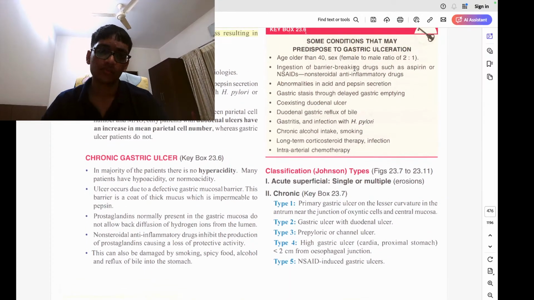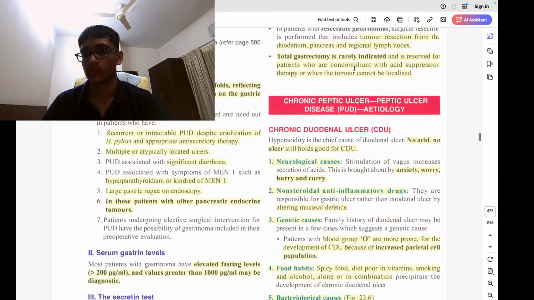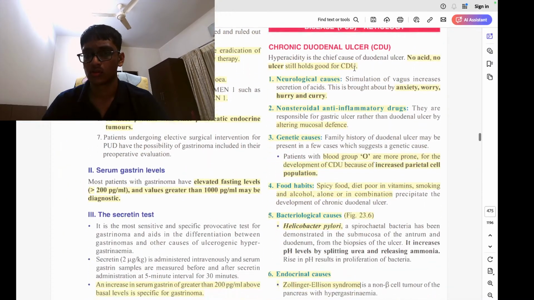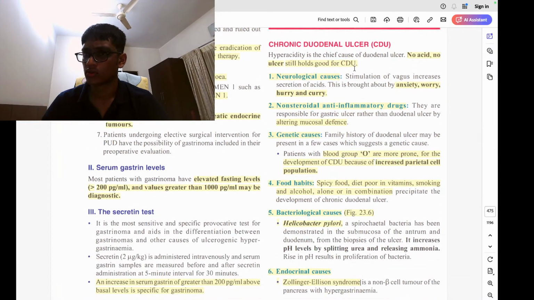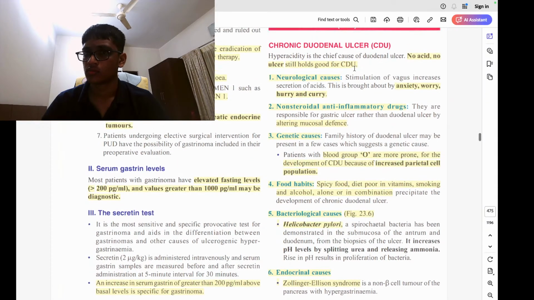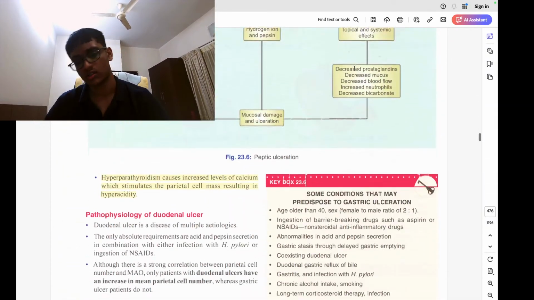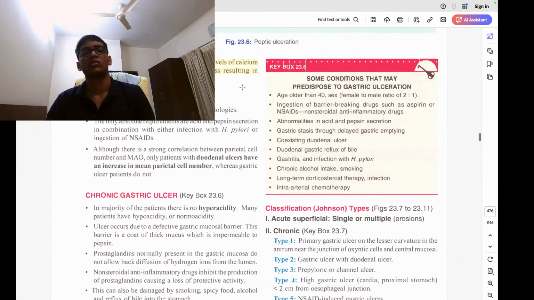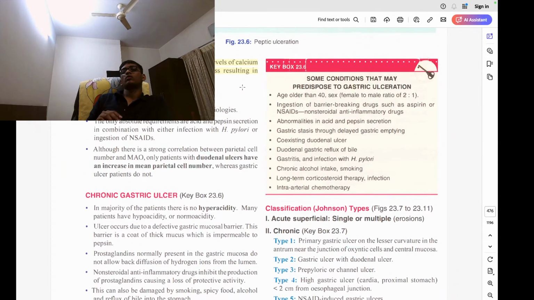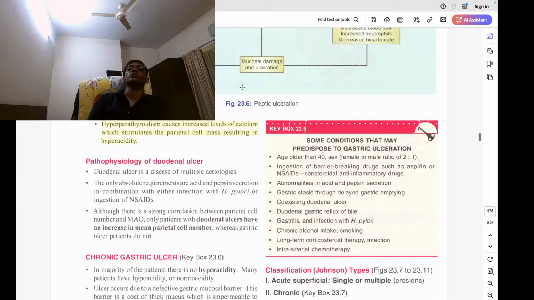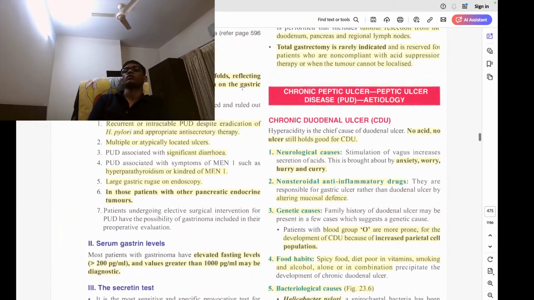Then, oh my god, this was not pathophysiology. This is not pathophysiology. Another time, pathophysiology. Okay, duodenal ulcer is a cause. Okay, pathophysiology of duodenal ulcer. This is pathophysiology of peptic ulcer.